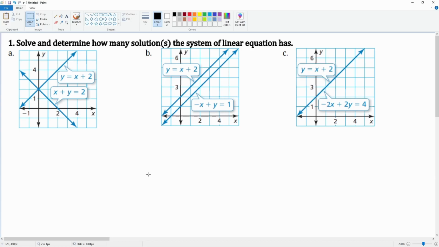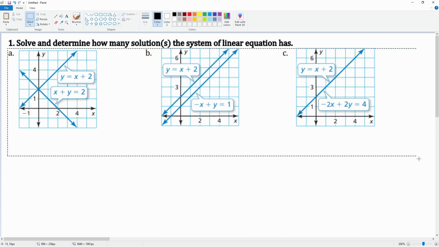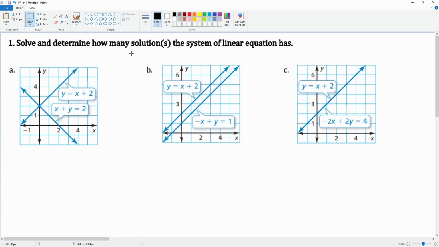Number one, you're going to solve and determine how many solutions the system of linear equations has. I want you to understand what I mean by the solution. Please understand that the solution here, visually, is referred to as the intersection. So if you look at the intersection, you can determine the solution to this system.